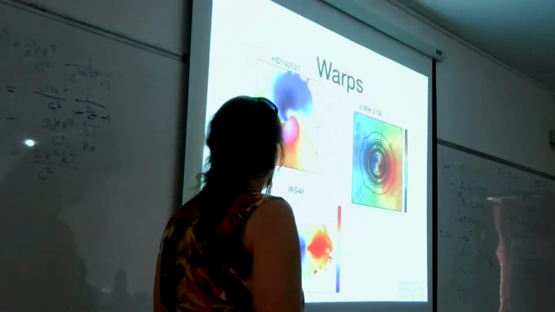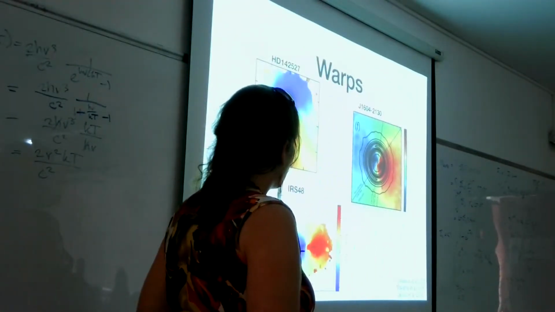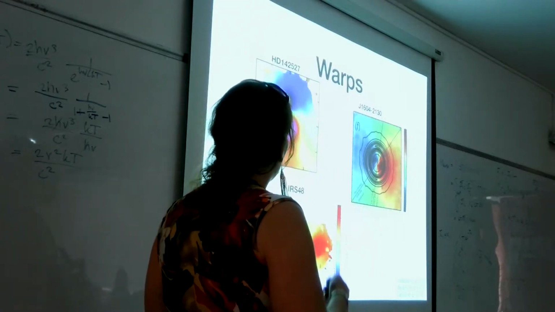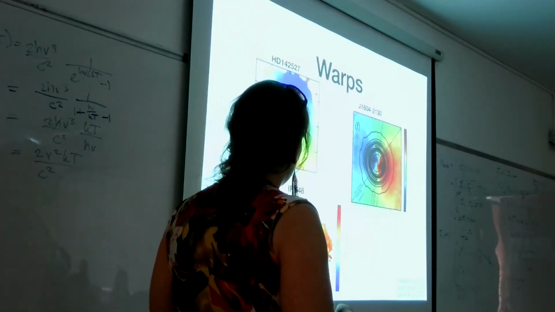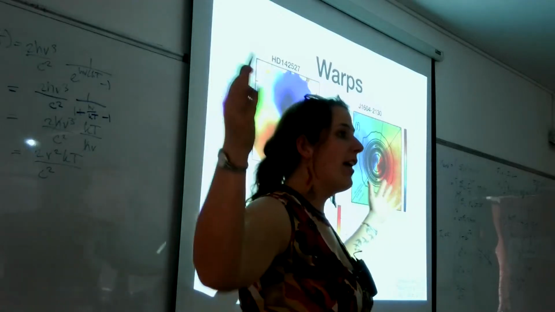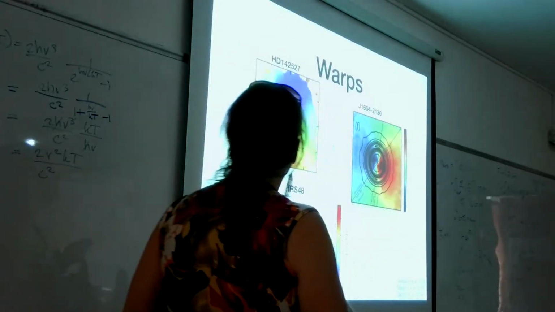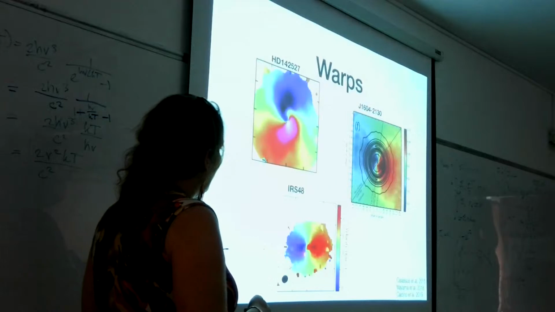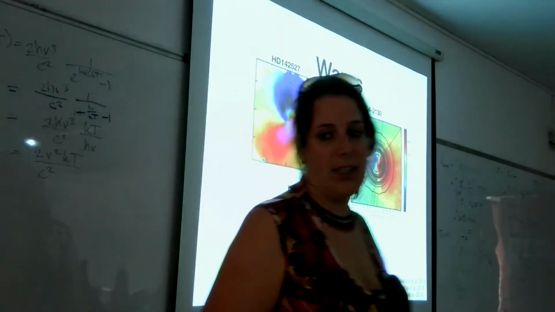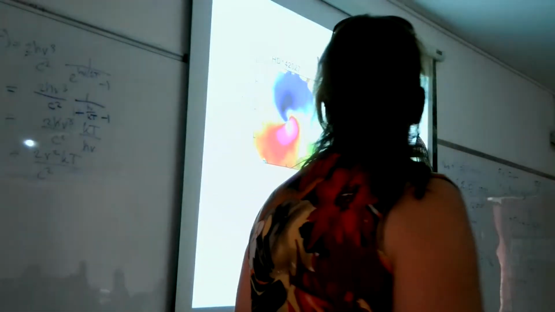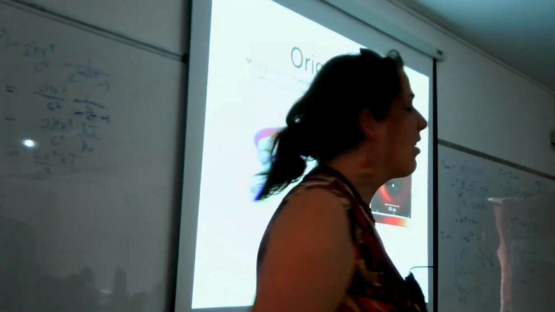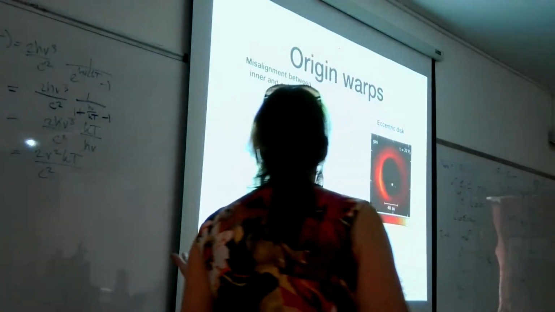We can really test how accurate those estimates are. Okay. Now another example of kinematics is warps. This is actually one of the older examples. It was already clear in several disks that they were not just showing a nice butterfly pattern, but there were these weird wiggles in the inner part of the velocity map.